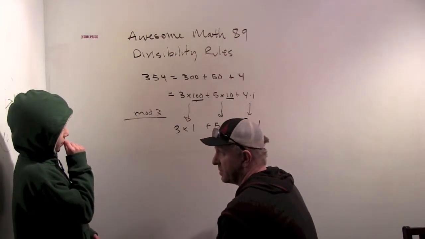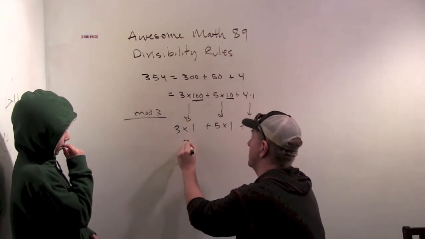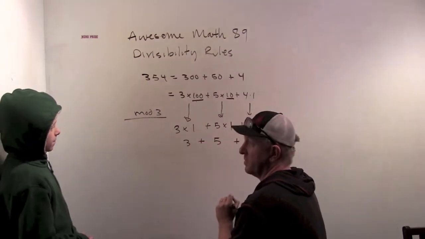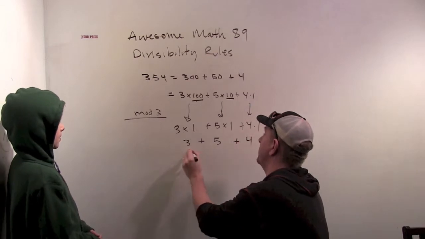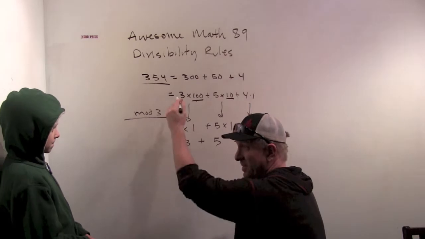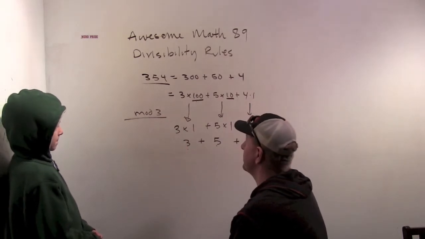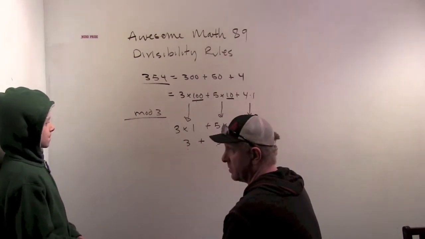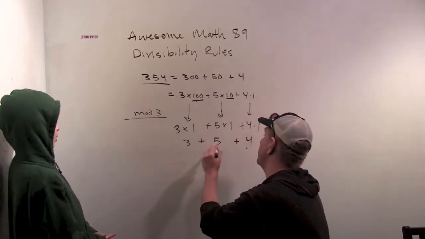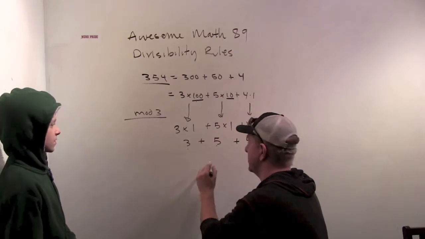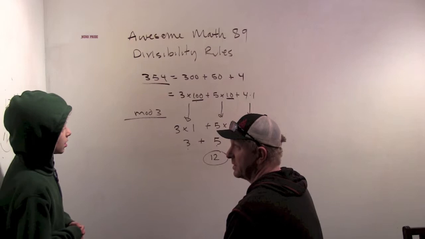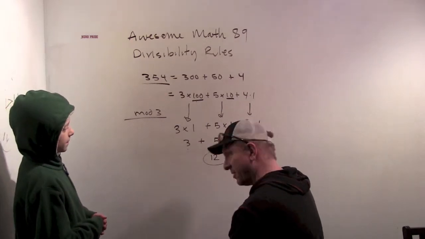3 times 1 is sometimes known as 3. Plus 5 times 1? 5. Plus 4 times 1? 4. And 3 plus 5 plus 4 is just the sum of the digits. So this rule for figuring out when a number is divisible by 3 just comes from modular arithmetic. 3 plus 5 plus 4 is 9 plus 3, which is 12. So is this number divisible by 3? Yes, it is. That's pretty neat, right?